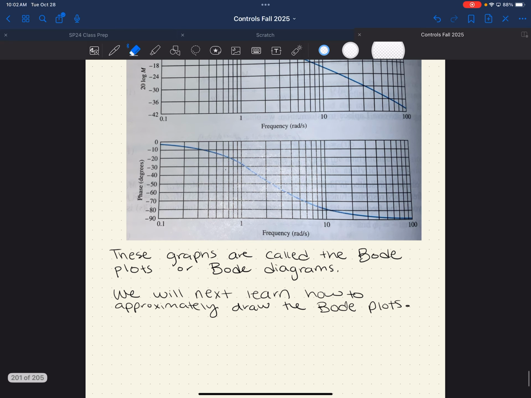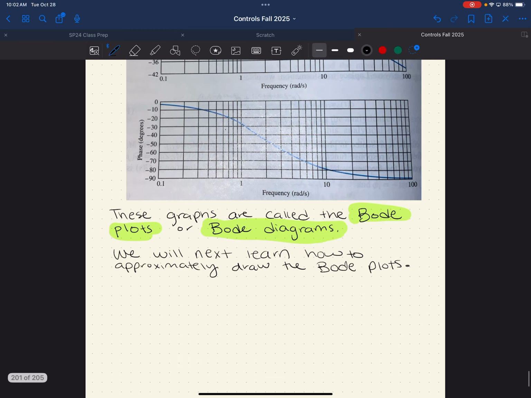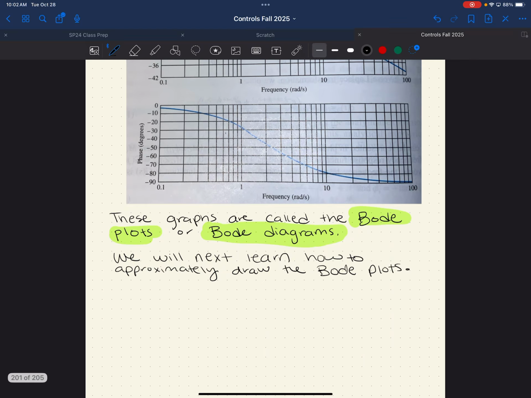All right, so very special plots called the Bode plots or the Bode diagrams. Not Bode, Bode. All right, next we're going to talk about how to draw or approximately draw the Bode plots for some very simple transfer functions.